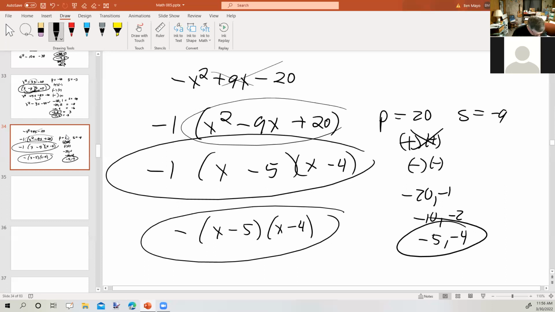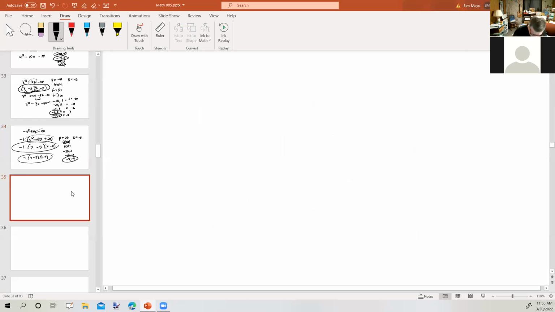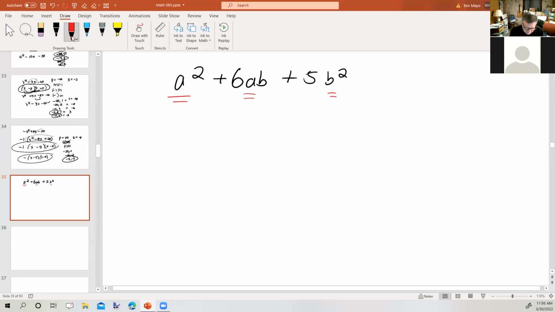Okay, let's take a look at one with two variables. A squared plus 6ab plus 5b squared. Well, this is in standard form in terms of the variable a. It has a squared, a, no a at all. Okay, it isn't in standard form in terms of b, but you know what they say, if it ain't broke, don't fix it. It's going to work for a, so we'll go with a.